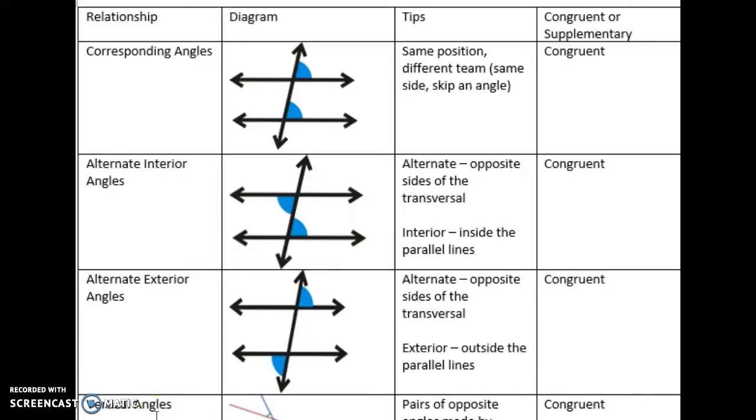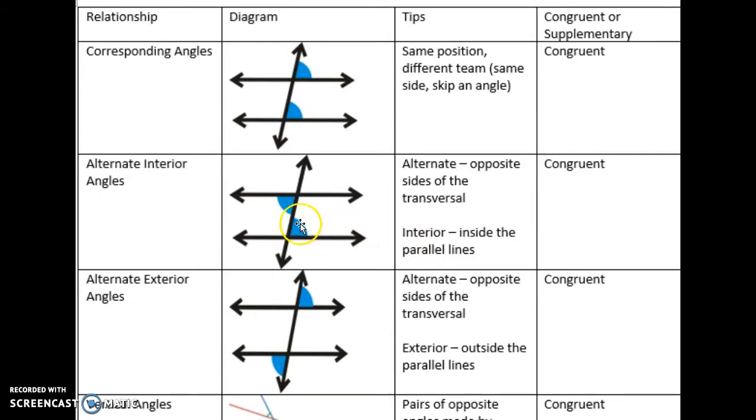So we're going to talk about parallel lines cut by a transversal and some special angle relationships. First, we're going to just look at these, and then we're going to do a little demonstration. So these are corresponding angles, the blue angles here. They're in the same position, but on different teams. That's one way to think of it. Or you could think of they're on the same side of the transversal, and they skip one angle. Corresponding angles are always congruent.